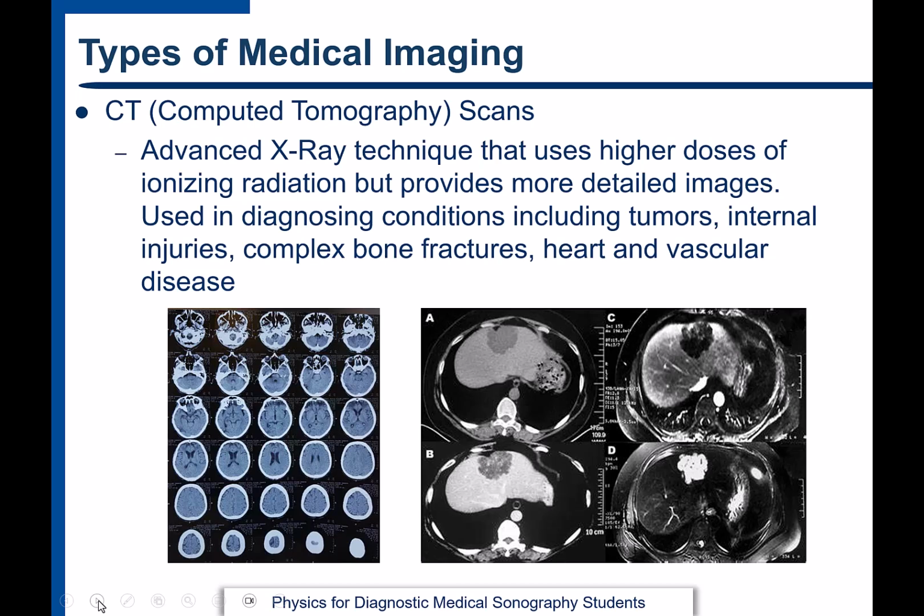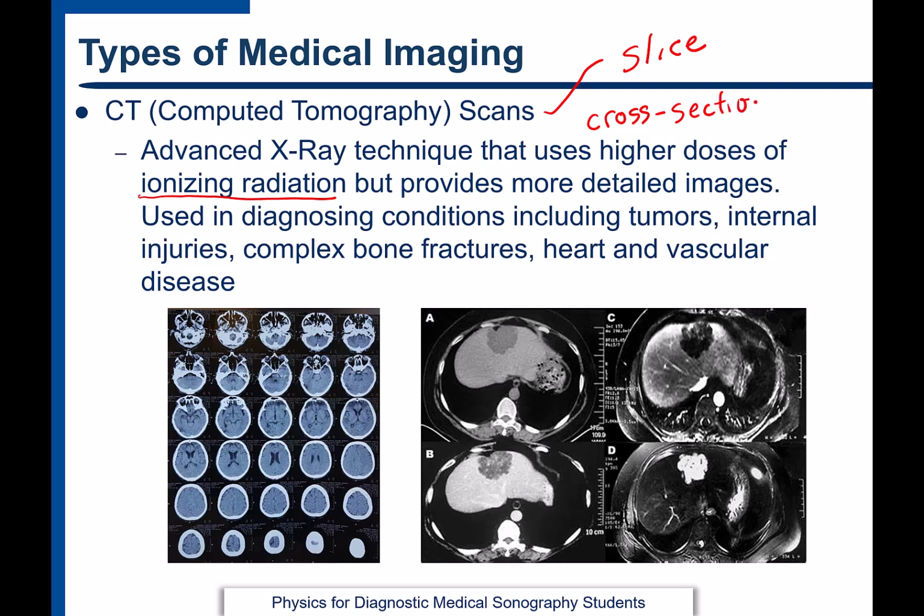The next type we want to look at is what's called computed tomography, or CT scans. The first thing we want to understand about CT scans is they are simply an advanced X-ray technique. They actually use higher doses of X-rays. So again, high-frequency electromagnetic waves are what we refer to as ionizing radiation. But they provide a lot more detail than a standard X-ray. This concept of a scan also is sometimes referred to as a slice, and that concept of a slice is also called a cross section.